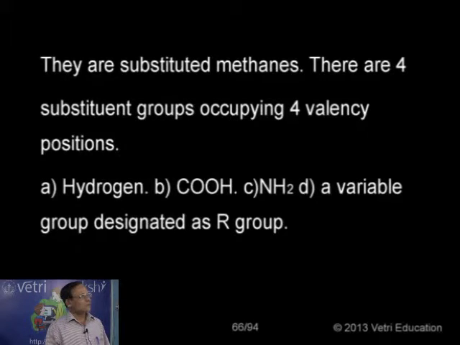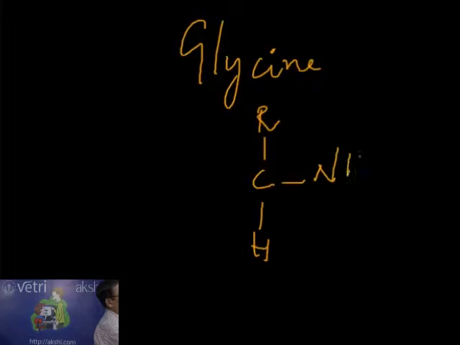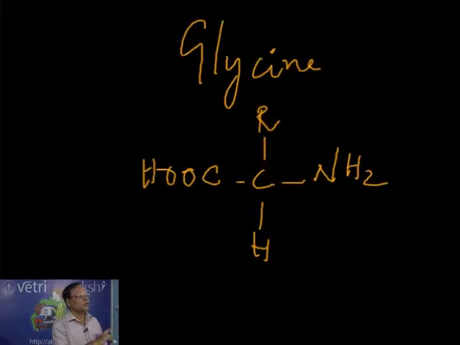Now, these amino acids are considered as substituted methanes. There are four substituent groups occupying the four valencies of the carbon atom. Suppose you are taking, for example, the simplest amino acid, glycine. The structure being, so these are all substituted methanes. You see that there are four groups occupying the four valencies of carbon.